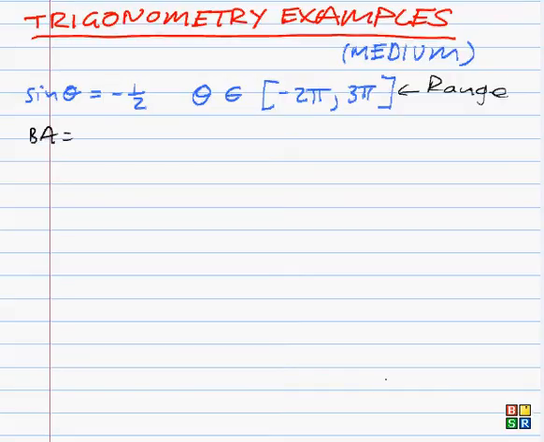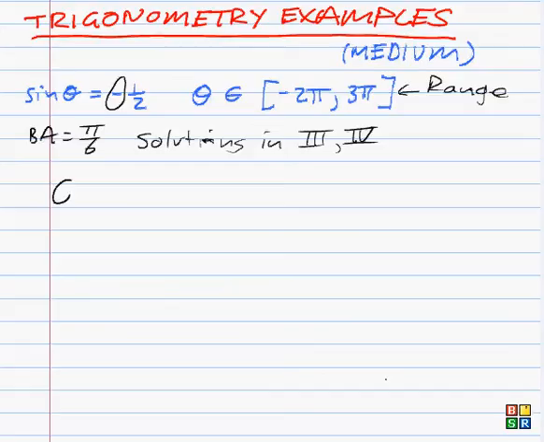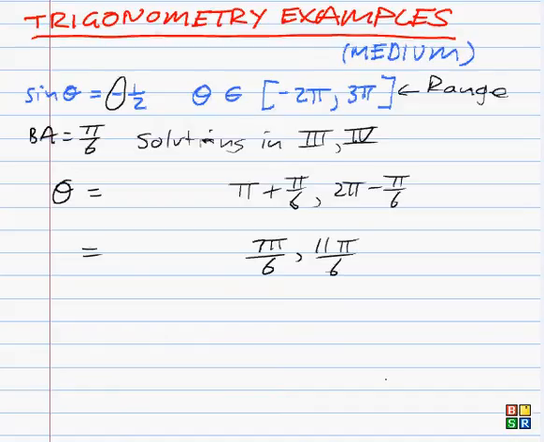We get the basic angle from the formula sheet, which is pi on 6. We ask in which quadrant is sine negative. We did it in the previous question: sine is negative in quadrants 3 and 4. So our first two solutions are pi plus pi on 6 and 2 pi minus pi on 6, and what we did last time, so we got 7 pi on 6 and 11 pi on 6.